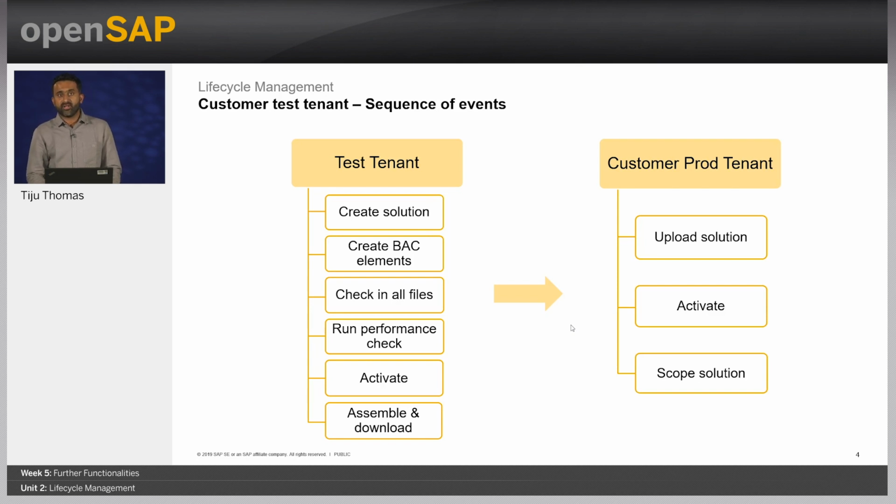Now that you have downloaded the solution from the test tenant, you can deploy this to a target tenant. Deployment describes a lifecycle step which copies or deploys a solution using the SAP Cloud Application Studio from one tenant to the other. This includes upload and activation of the solution on the target tenant. Please ensure you scope the solution. In this case, the customer production tenant is your target tenant.